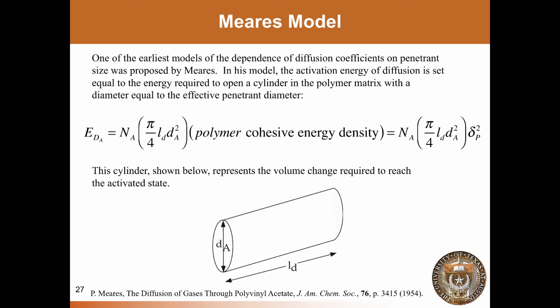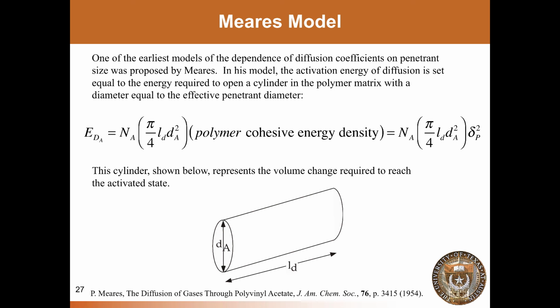And the so-called Mears model is based on a very highly simplified picture of the creation of an activated state for diffusion, the activated volume of diffusion, and it presumed that the activation energy of diffusion was equal to the volume of the activated state times the polymer cohesive energy density. Avogadro's number is in here just to balance the units. Well, let's think about what this means for a moment.